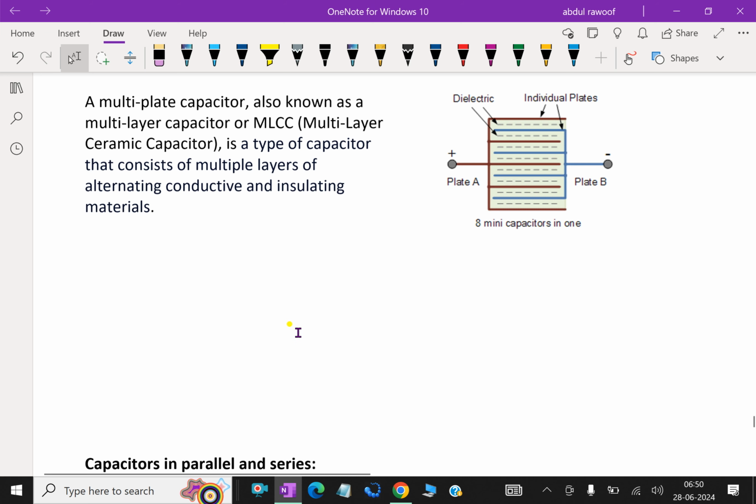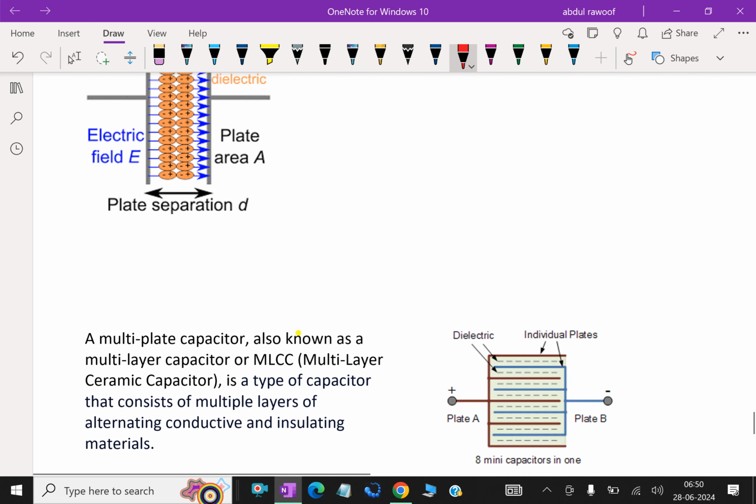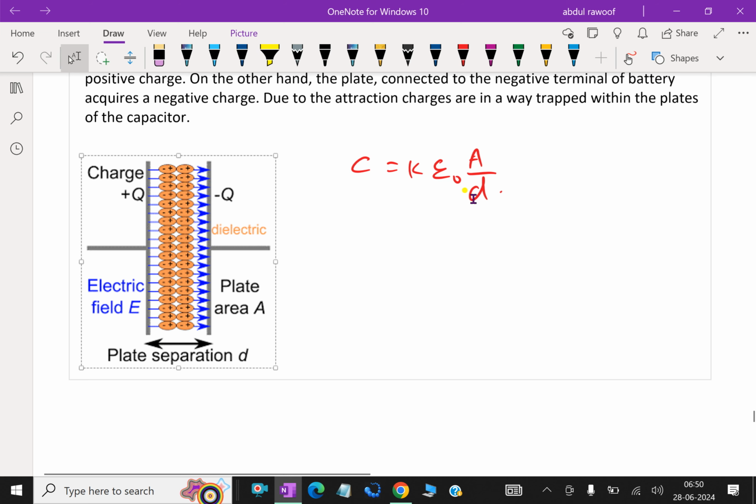Further, for the parallel plate capacitor we discussed capacitance. Here, the capacitance C equals K times epsilon 0 A over D, where K is the dielectric constant, epsilon 0 is the permittivity of vacuum, A is the area of the plate, and D is the separation distance between the plates.